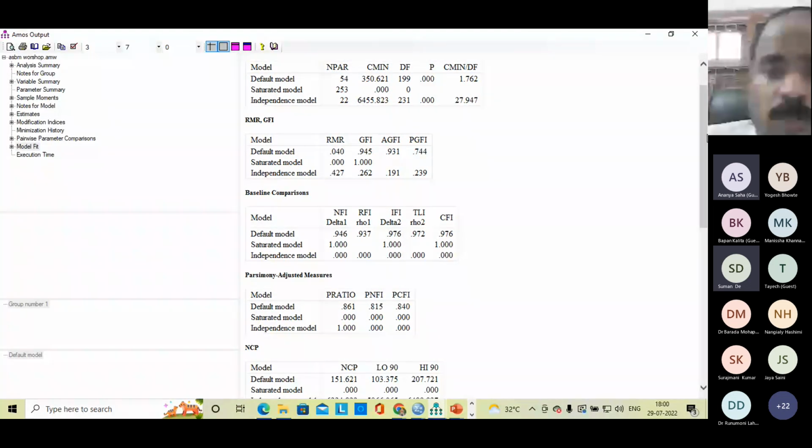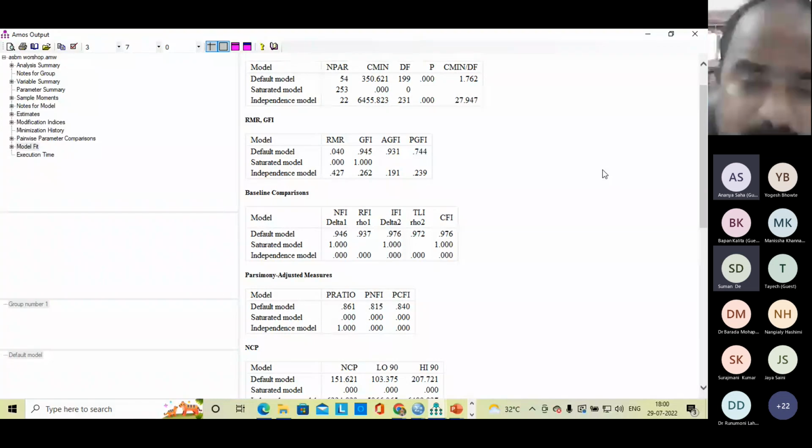Suppose somebody's fit indices are a little less than 0.9. Let it be 0.89, 0.88, likewise. So what can be done? One of the most important options is to enlarge your sample size. Increase the sample size, so the model fit indices have the probability to go above 0.9. But in most cases, it is not that easy to enlarge the sample size.